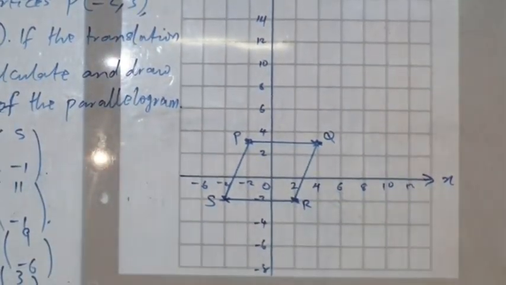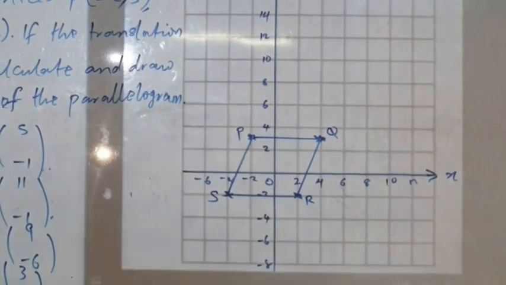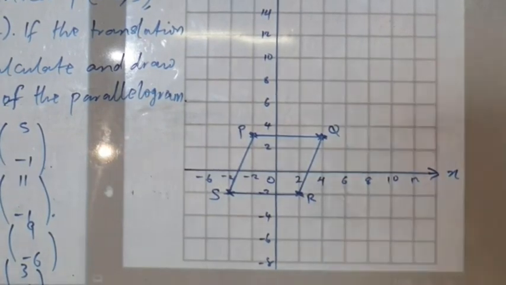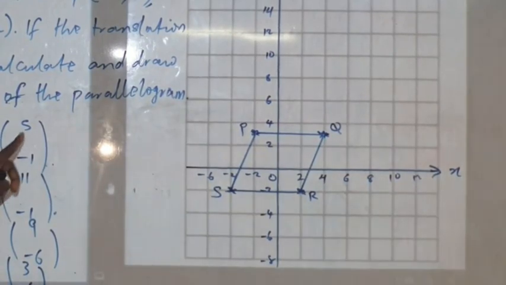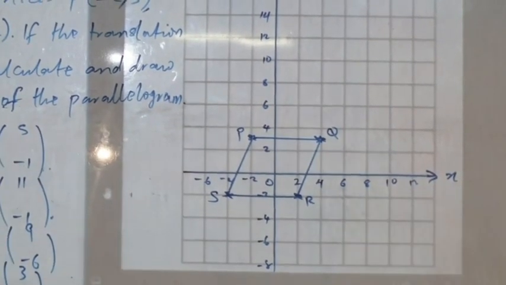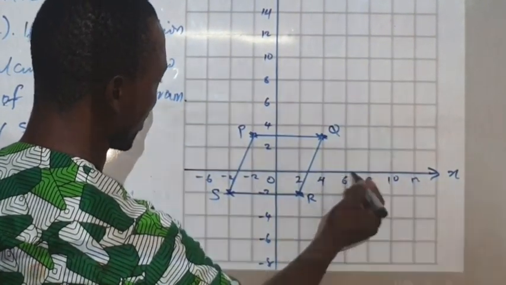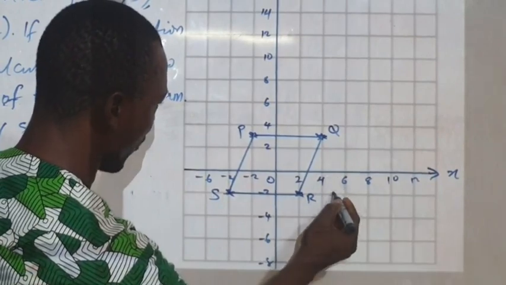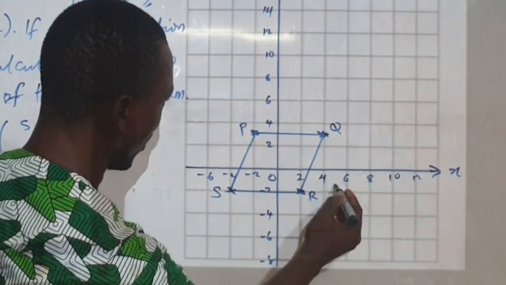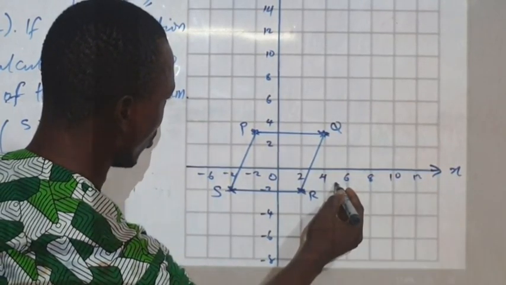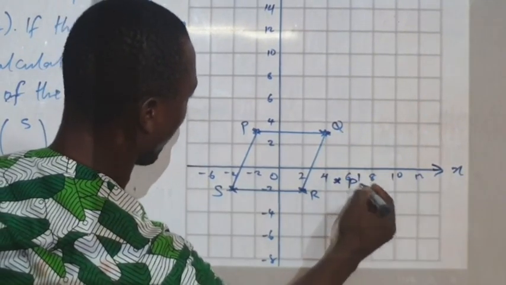So this is the pre-image. So this is the original image given to us in the question. Then we are now asked to translate this, to move it in a straight line, and we have this prime image. So for P prime, we have coordinate 5, minus 1. So when x is 5, y is minus 1. So 5 is in between 4 and 6, and minus 1 is in between 0 and minus 2. So somewhere here. So we call this P prime.